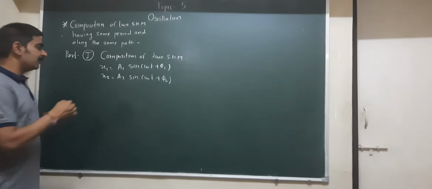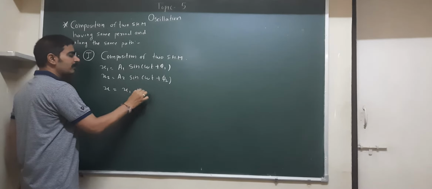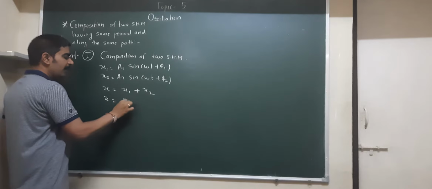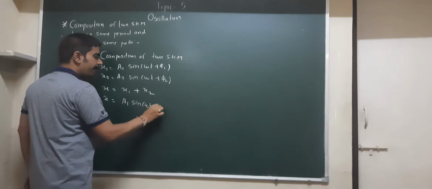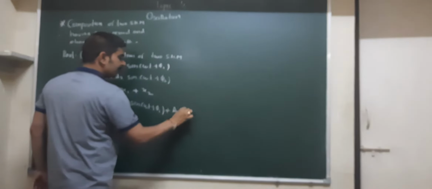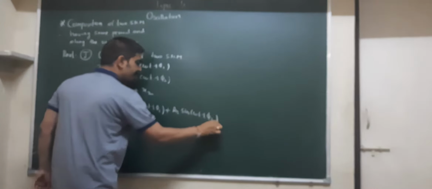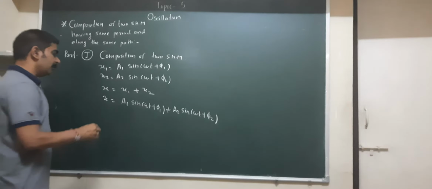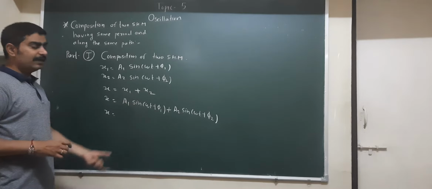When they meet each other, then the resultant displacement will be x is equal to x1 plus x2. X is equal to a1 sin(omega t plus phi 1) plus a2 sin(omega t plus phi 2). So this is the addition of these two waves. Now we have to use the formula of sin C plus sin D.